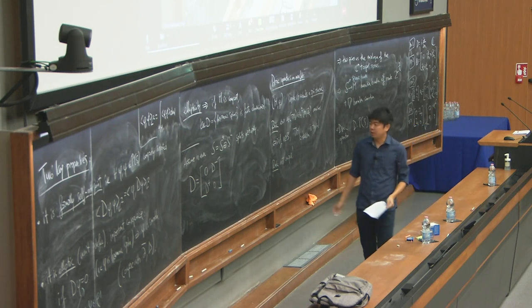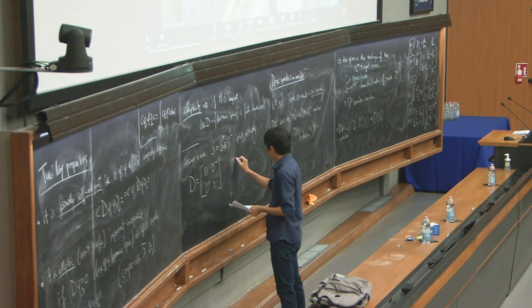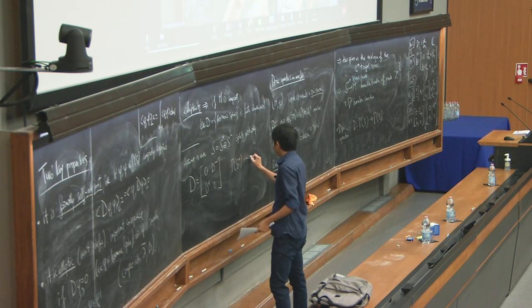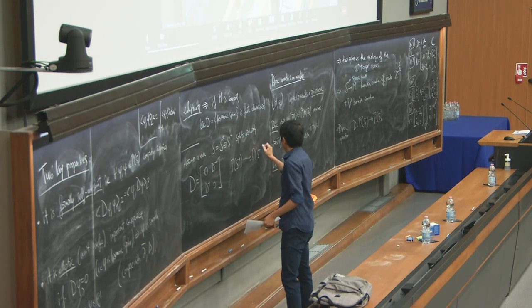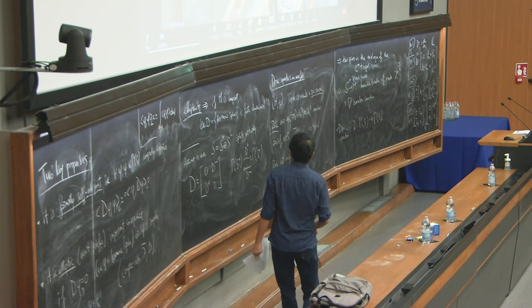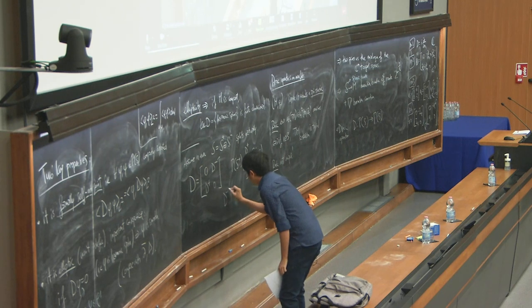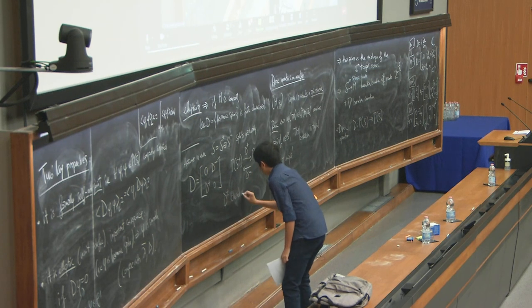And this maps sections of this bundle plus to sections of this bundle minus, and this is D plus, and this is D minus. Okay, and these are called the chiral operators.